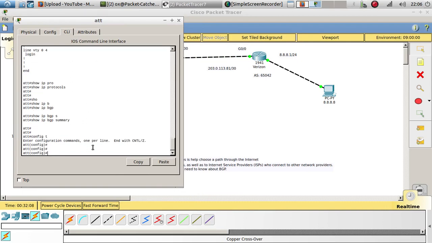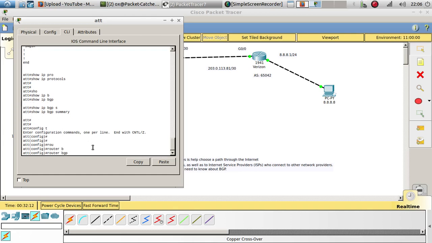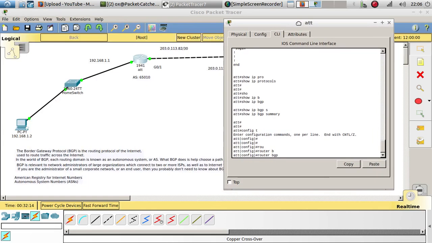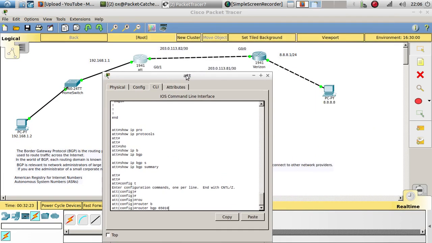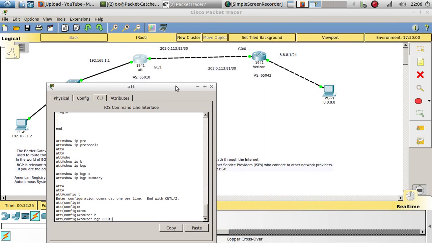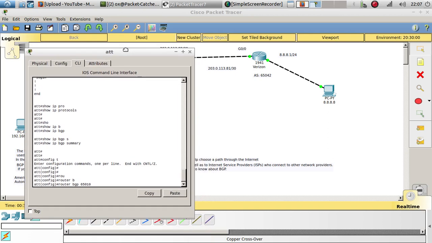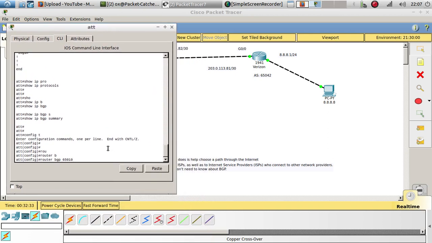Config terminal, and now from here we're going to give it a router BGP, and the autonomous system needs to be 65.0.10. And this one needs to match, right? Because if it doesn't match this router over here, whenever I configure, they won't be able to connect with each other. Okay.